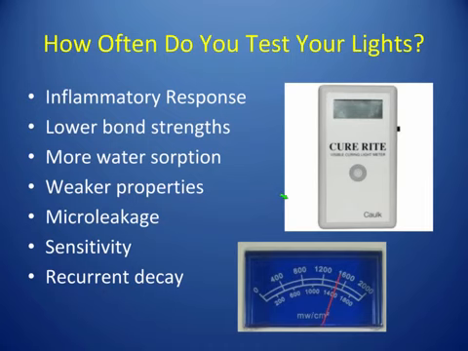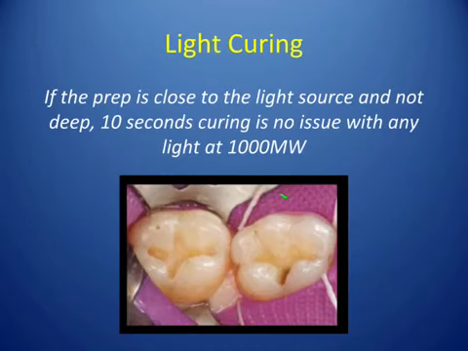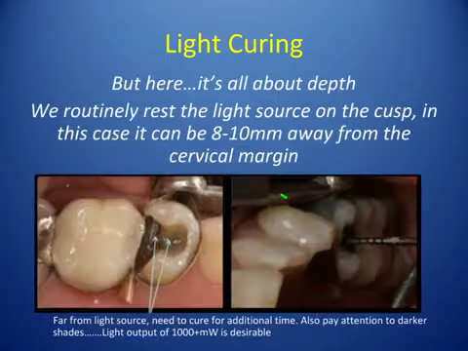One of the things to factor in most is how close we are to the light source. Quite often with things that are shallow and close to the surface, 10 seconds with a 1,000 milliwatt or 1 watt light is no problem. What happens quite often is we're up to 8 to 10 millimeters away from our adhesive or our base material as we're beginning to cure. That's due to the fact that our proximal box anatomy is generally 6 to 8 millimeters deep, plus the cuspal inclines, right? So we can often have our light source at least 8 to 10 millimeters away from cervical margins.